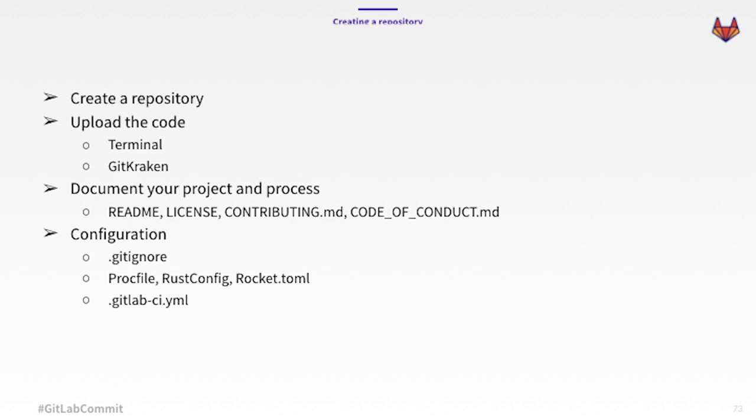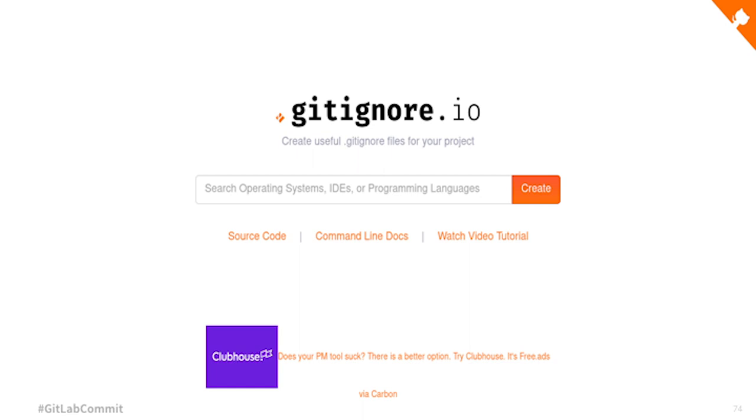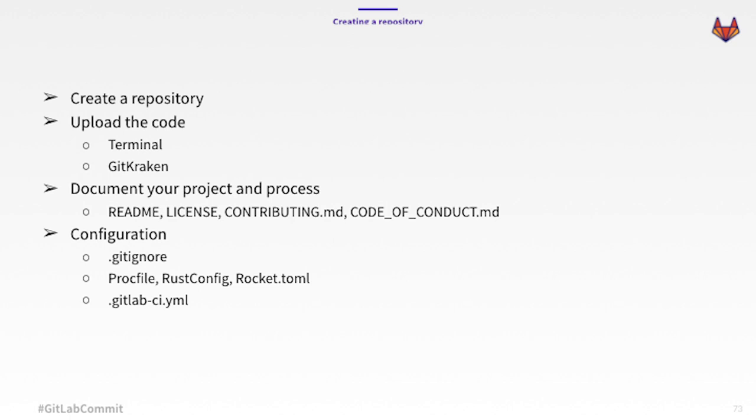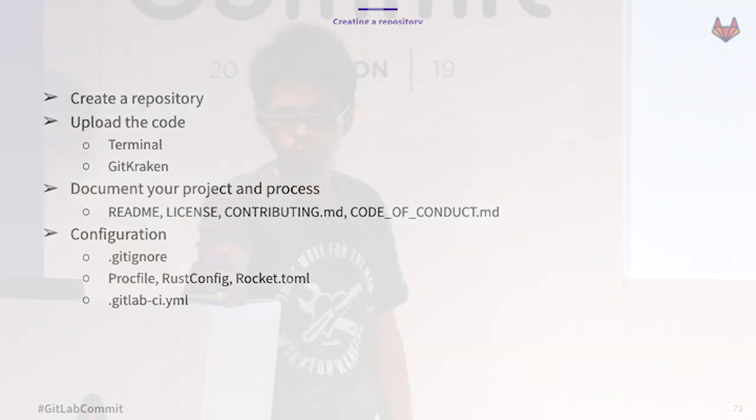And talking about the configuration, we have a gitignore file. We can generate that file using gitignore.io. In the search bar, we write the languages or technologies that we are using for the project, like Python, Rust. I don't know how many technologies it has support to. And another file that we need, the GitLab CI YAML file. The three that are listed here, I will explain later.